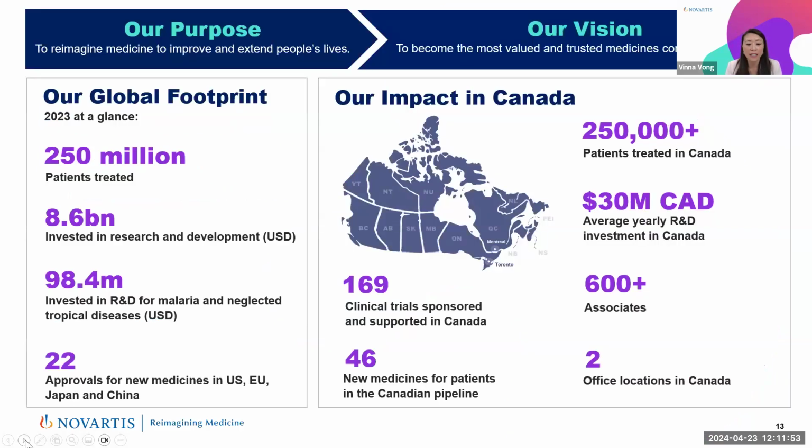So on the first slide, you'll see here, we're going to start with who we are. So Novartis is an innovative medicines company with one purpose, and that is to reimagine medicines and improve and extend people's lives. So we are one of the top 5 pharmaceutical companies in the world. Our medicines reach more than 250 million people worldwide. And the reason why we're called an innovative medicines company is because we focus heavily on research and development.